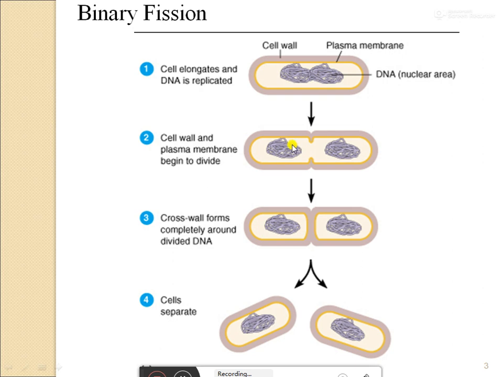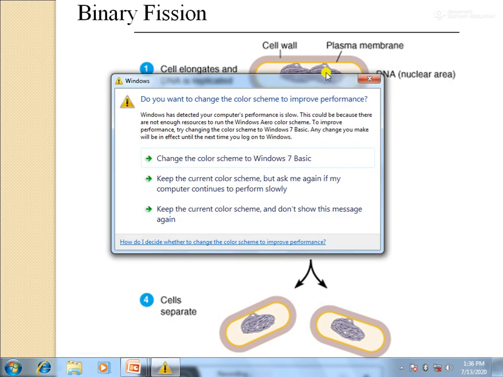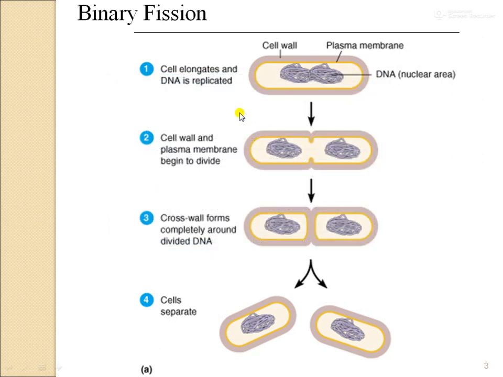This is how bacteria divide by binary fission. Let us take an example of this bacteria. It is like Bacillus subtilis, a rod shaped bacteria which contains the cell wall. This is the nuclear material. The yellow colored line is the plasma membrane. In the first step, the DNA or the nuclear material is elongated and starts to replicate.